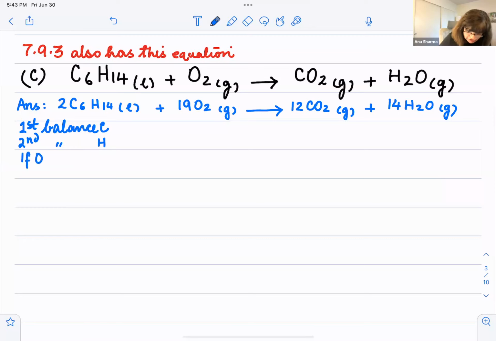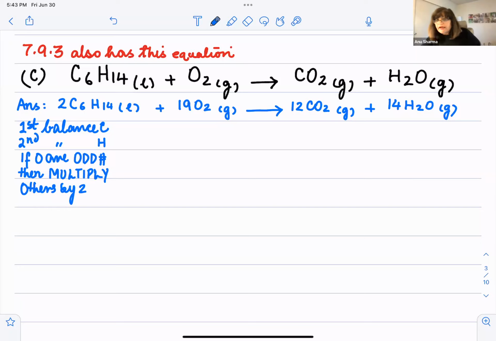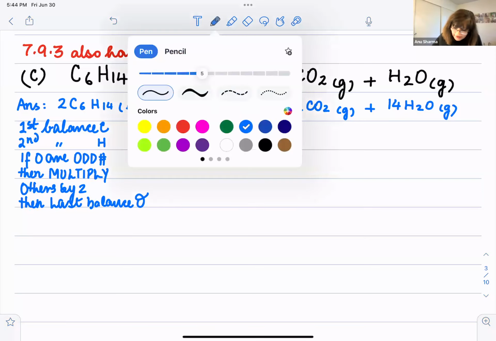If oxygens are odd number, then multiply others by 2. Okay, multiply others by 2. After that, when you're multiplying others by 2, then last balance oxygen. Okay, so this is the strategy here. All right, let's do this.